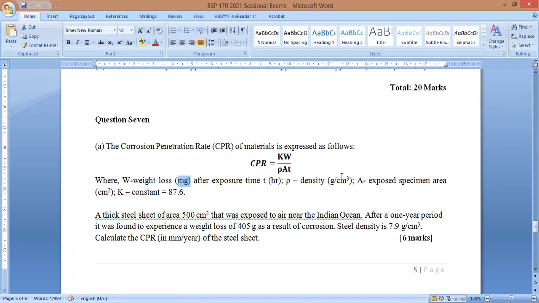Then you have your density, in gram per centimeter cubed, and you're given it in gram per centimeter cubed. So take it as it is and place it there in your denominator. You have your A there, the exposed specimen area in centimeter square, and you have it in centimeter square. So you take 500 as it is and place it where there's A. And then you have your time. Then you calculate. So it's a 1 year period.